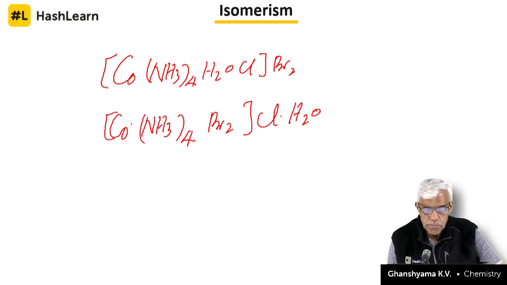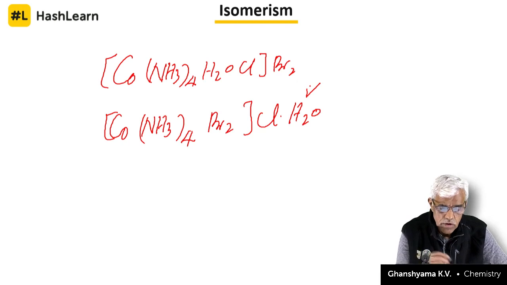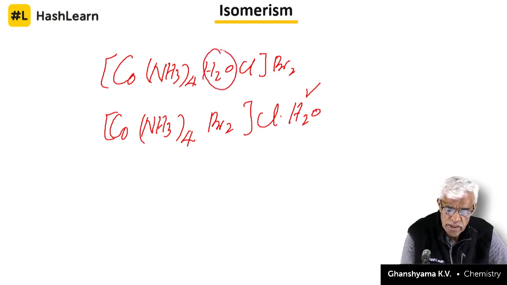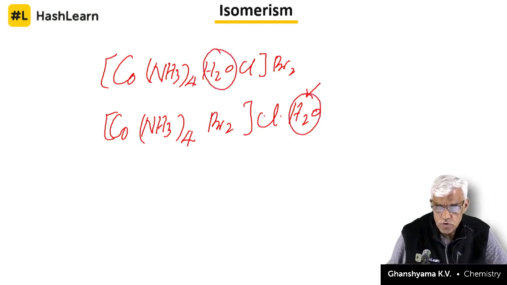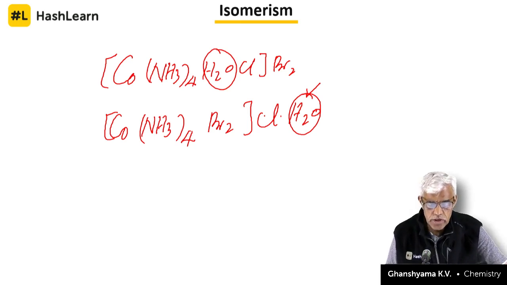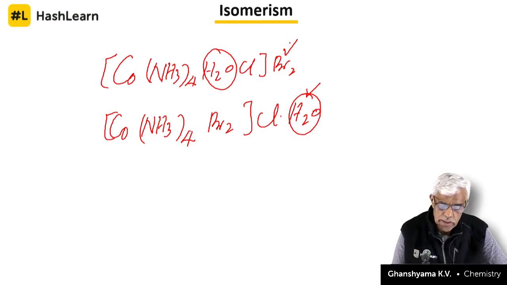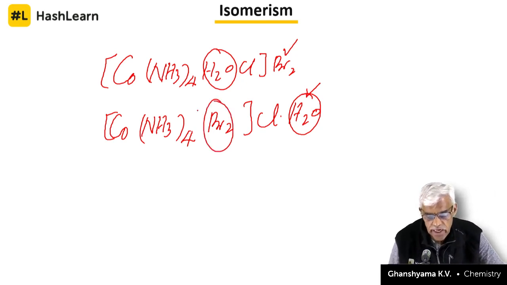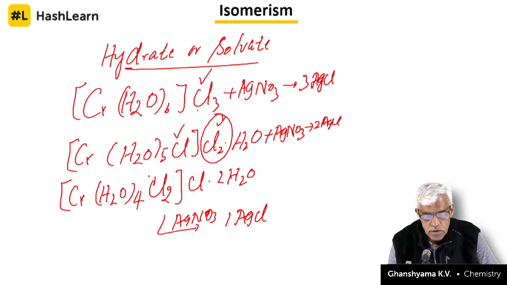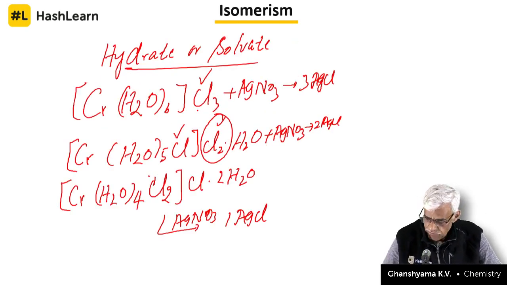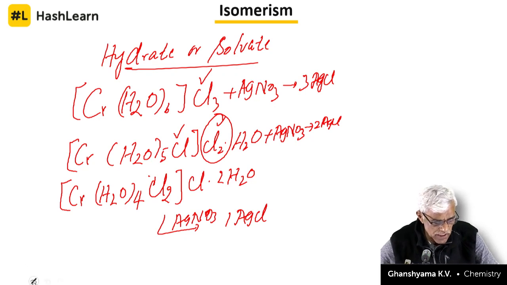You can see here, it's a hydrate. H2O was a ligand here, now H2O is outside the coordination sphere. Bromide was the counter ion, now Br has become the ligand, exchange of H2O with that. So that's about the solvate isomerism. So I explained the hydrate isomerism or solvate isomerism.